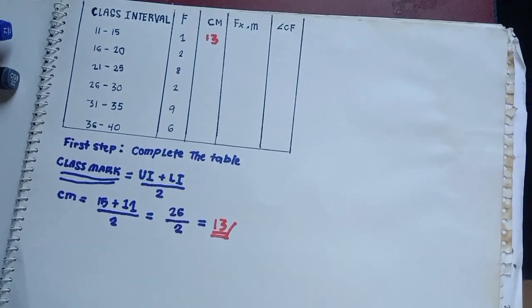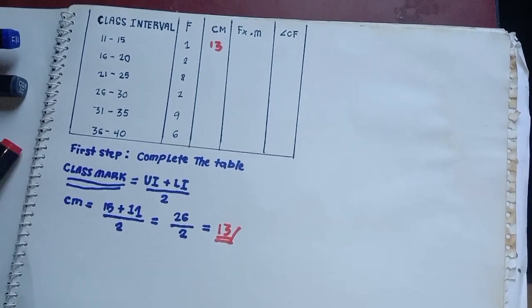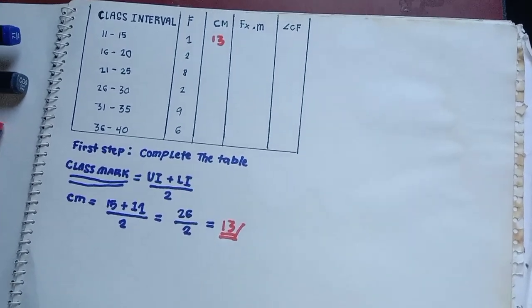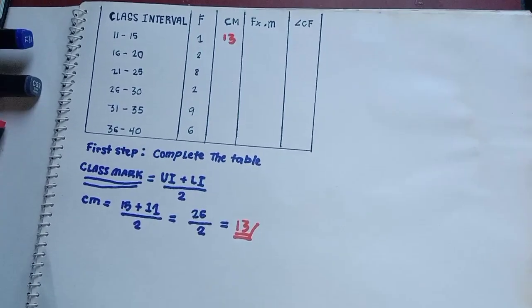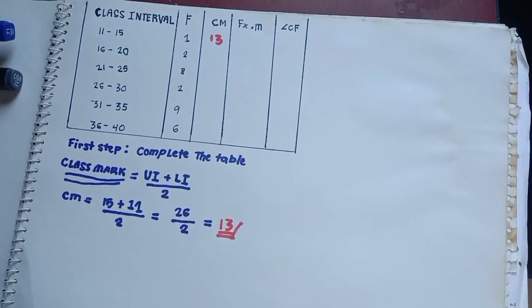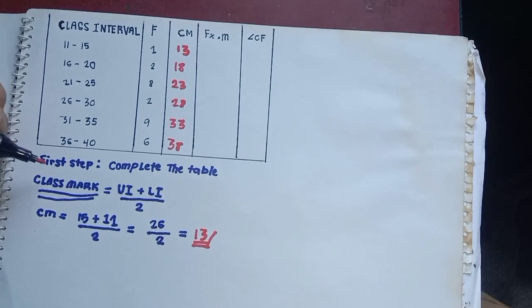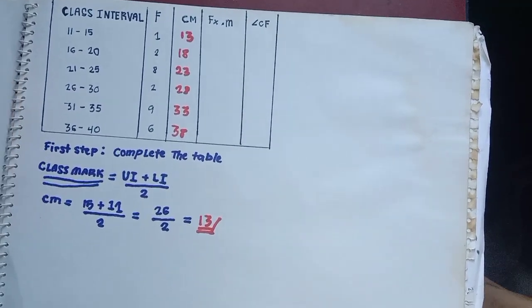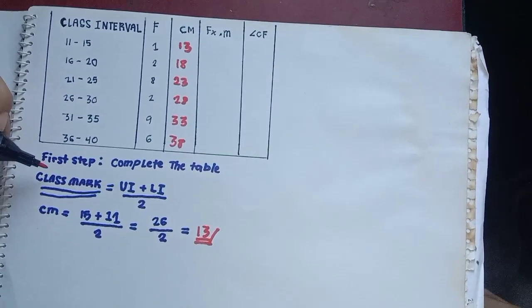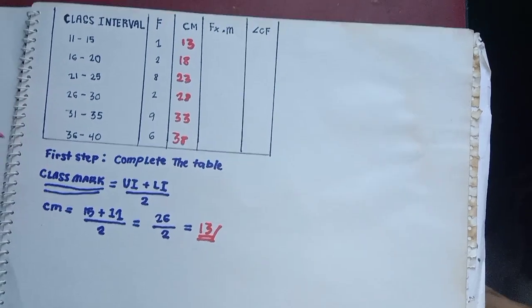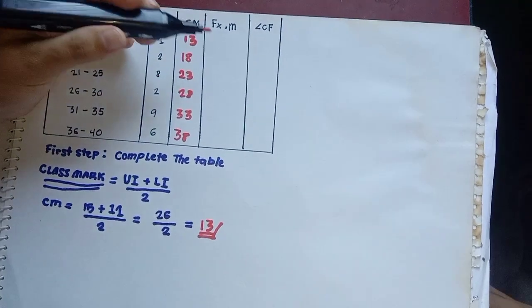We can solve the other class marks of our class intervals by using the same formula. We add the upper interval plus the lower interval and divide by 2. So 20 plus 16, divided by 2, will be 18, and then 25 plus 21 divided by 2, and so on and so forth.